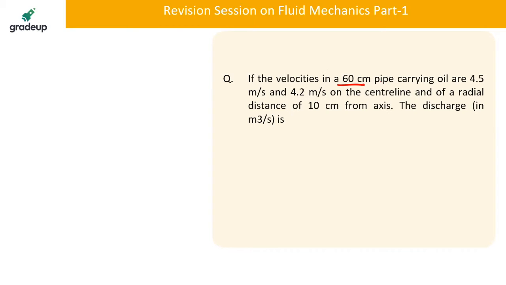The velocity in a 60 centimeter pipe carrying oil are 4.5 meter per second, 4.2. So the central line velocity is also called the maximum velocity. The center line velocity is 4.5 meter per second, and the local velocity at r equal to 10 centimeter is 4.2 meter per second.